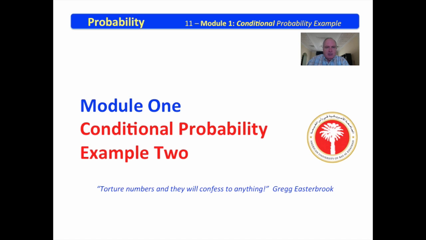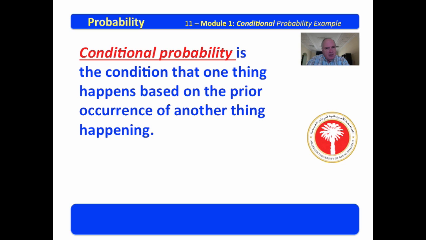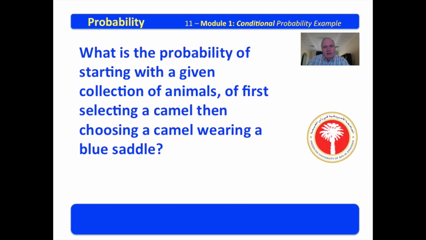We continue our journey examining probability in Module 1 by examining a second example on conditional probability. If you will recall again, conditional probability is the condition that one thing happens based on the prior occurrence of another thing happening. What is the probability that, starting with a given collection of animals, of first selecting a camel, then choosing a camel wearing a blue saddle?